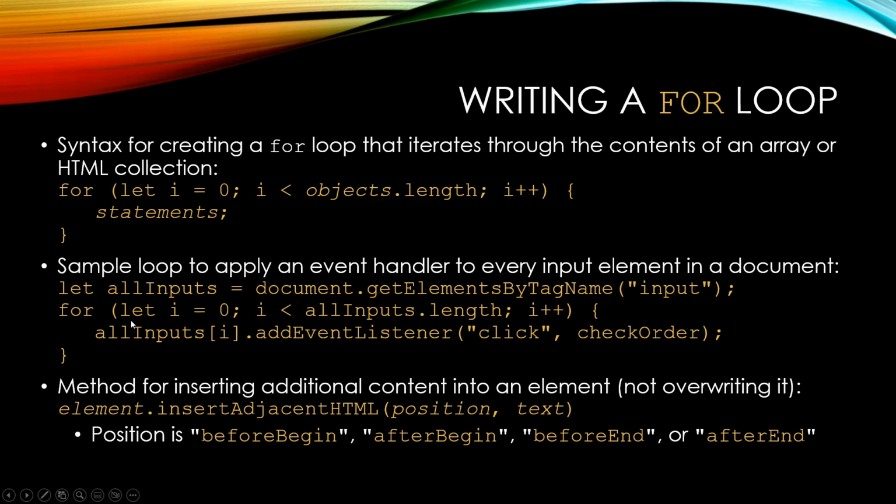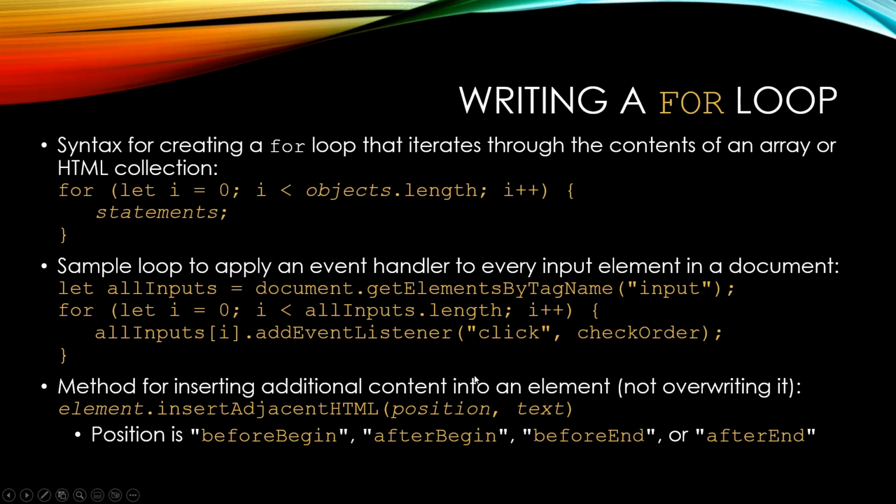So this right here is a sample loop to apply an event handler to every input element. All inputs equal any element that is considered an input element. For let i equal 0, all inputs.length. So it's going to give you all of the inputs that are in here, and it's going to go from 0 to that. On all of my inputs, I want to add the click, and then when I click, I'm going to check order.